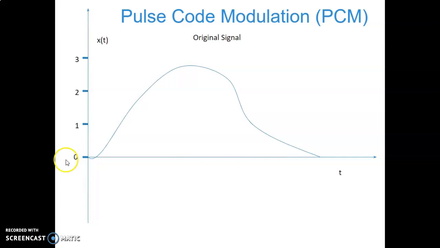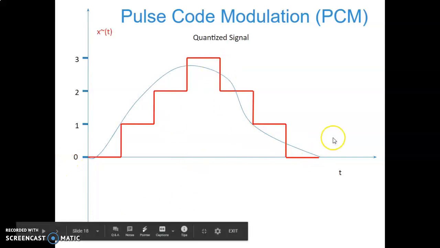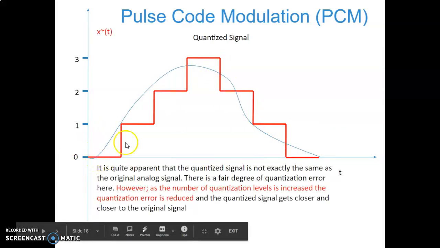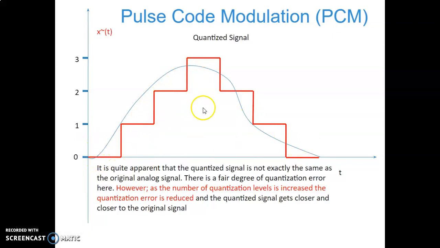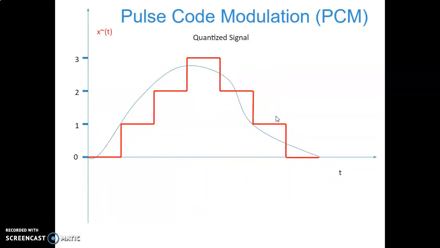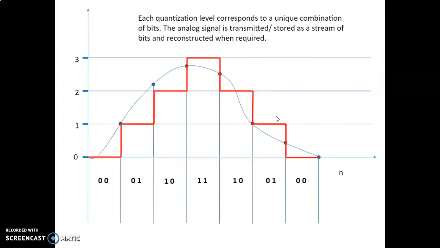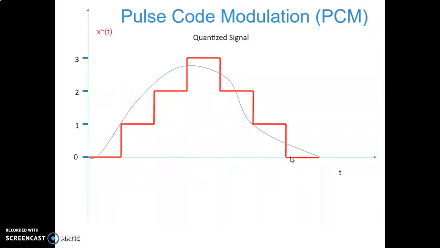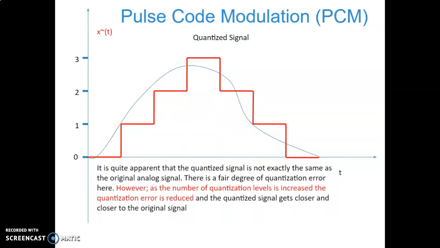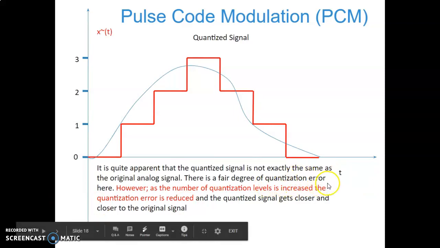So this is our original signal. This is our quantized signal. So there is a difference between the original signal and the quantized signal because we have rounded some of the samples to the nearby level, and this is called quantization error. So there is a degree of quantization error depending on the number of quantization levels.